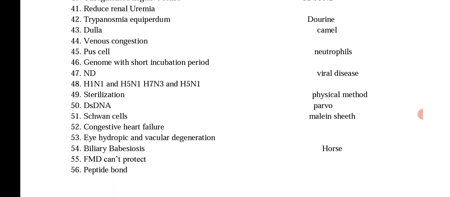Myelin sheath is formed by Schwann cells. Schwann cells are related to the nervous system, nerves. Congestive heart failure, hydropic and vascular degeneration, do not know. Biliary babesiosis is in horse.